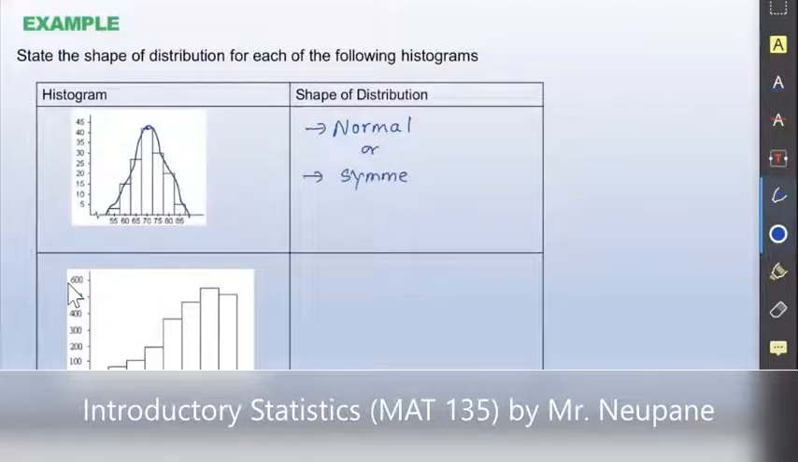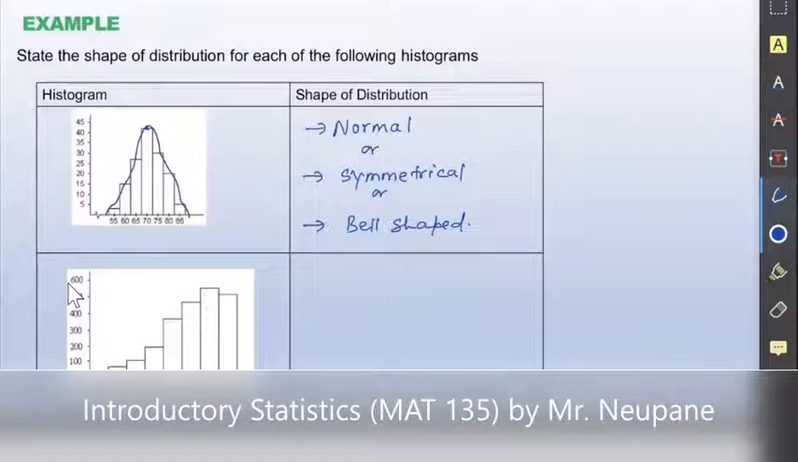It is normal or symmetrical, right? Symmetrical, or what is it called? One more name? Bell-shaped. Yeah, we got it. Bell-shaped. You just have to write one. If you write all, I'll be happy.